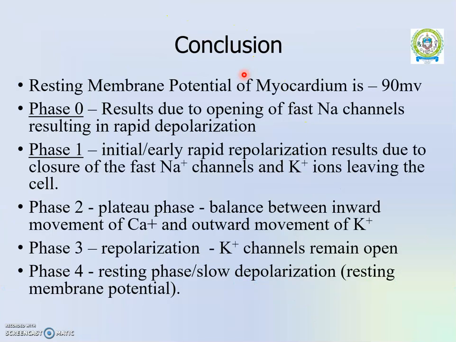So to conclude, the resting membrane potential of myocardium is minus 90 millivolt. Phase 0 results from opening of fast sodium channels resulting in rapid depolarization. Phase 1, initial early rapid repolarization, results from closure of fast sodium channels and potassium ions leaving the cell. Phase 2 is called the plateau phase. It is a balance between inward movement of calcium and outward movement of potassium. Phase 3 is the repolarization. Potassium channels remain open. Phase 4, resting phase or slow depolarization.